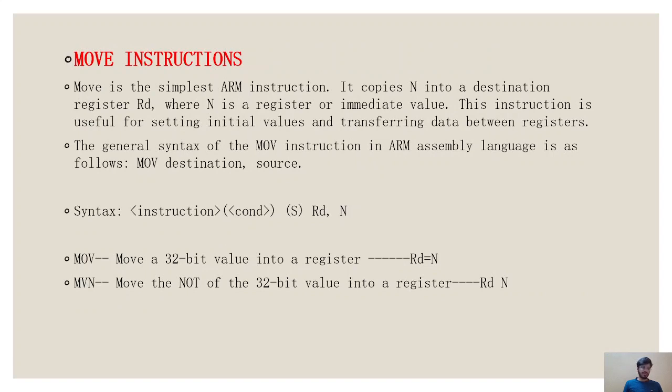Now coming on to the move instruction. Move instruction is the simplest ARM instruction. It copies N into a destination register, which is known as Rd, where N is a register or immediate value. This instruction is useful for setting initial values and transferring data between registers. The general syntax of move instruction in ARM assembly language is as follows: MOV destination, source.